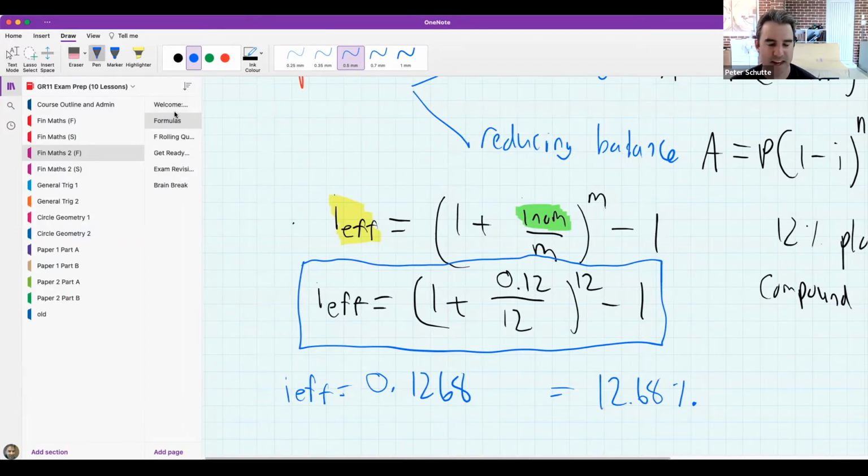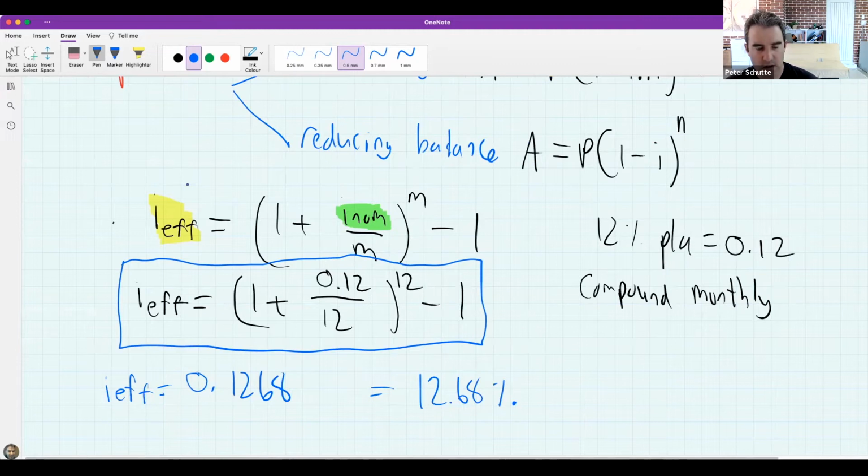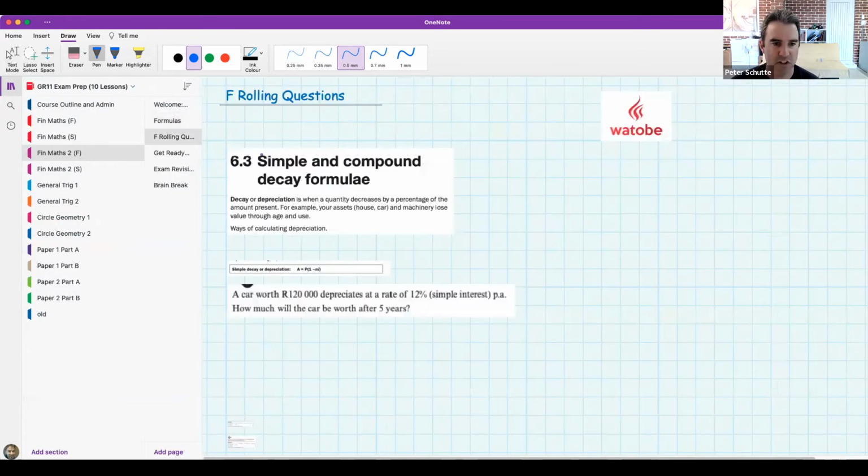Hello, sir. Hey. So I wanted to confirm the equation for finding effective rate. Doesn't it say 1 plus IE equals 1 plus I nominal over M, to the power of M? Yes. And what I do is I move the 1 to the other side, in terms of the minus 1 at the end here. So that's what you see on the screen here is correct. If they gave you the effective and you had to find the nominal, you would have to just move it the other way around. Okay, thank you. But we'll see what exam questions look like.